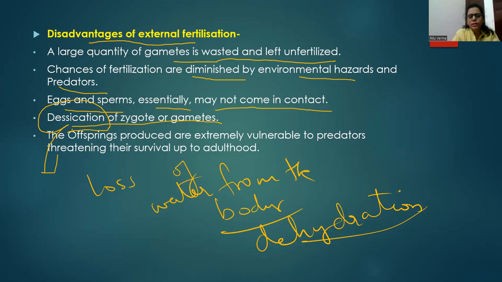So these offspring produced are extremely vulnerable to predators, and they might not live up to adulthood. When they cannot live up to adulthood, their production, the fertilization, zygote, and development into new offspring was of no use if they cannot reach the age of adulthood. So these were the disadvantages of external fertilization.